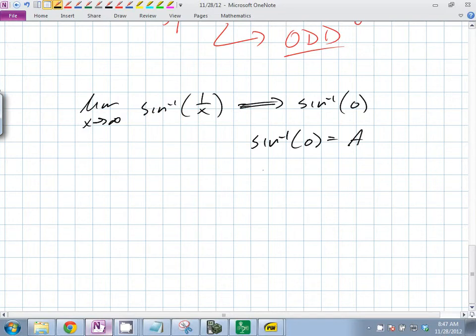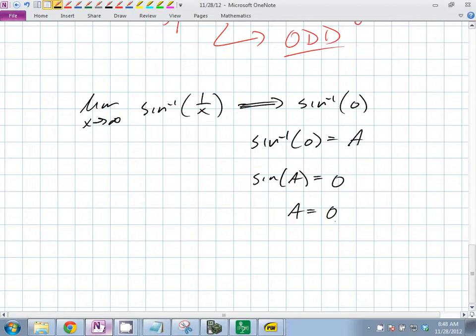It means that 0 is the sine of a. Sine of a has to equal what? 0. So what does a have to be? 0. So this gets infinitely close to 0 as x goes to infinity. So what does that tell us? What's going to happen then?